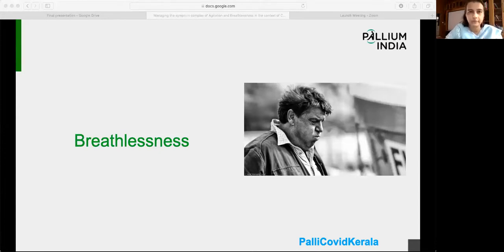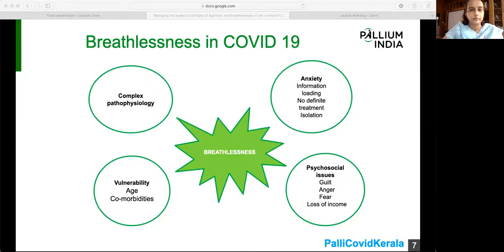And unfortunately, it happens so quickly that the conventional methods of managing might not work for them. And we need to devise strategies to actually manage the situation. So again, coming back to what is different in COVID-19 and breathlessness, I mentioned a bit of the complex pathophysiology, but how does the patient reach that stage?